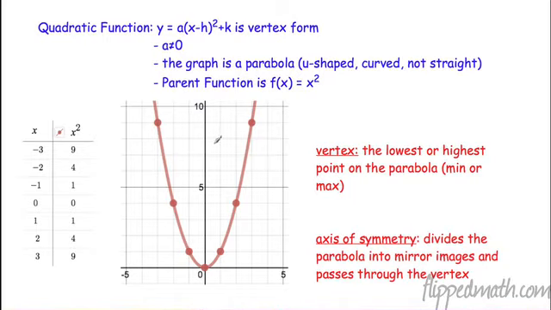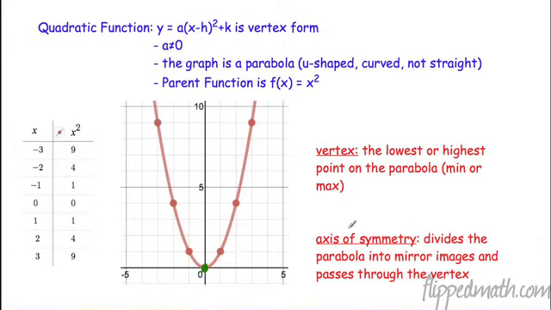So let's talk about this. We have a couple of cool things about quadratic functions. We have a vertex, and the vertex is the lowest or highest point on the parabola. It's the minimum or maximum. As you can see, this U comes down and then it goes back up. It never goes below here. This point right here is the vertex. It is the lowest point. In this case, it's a minimum.